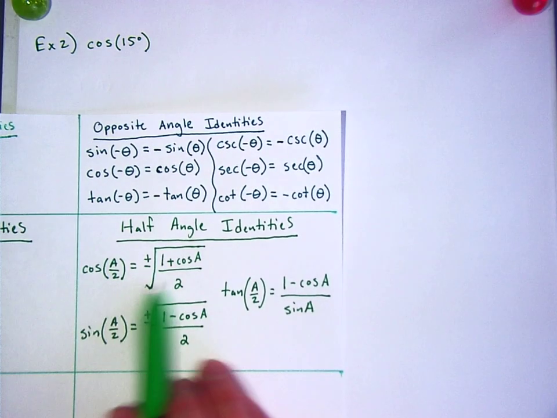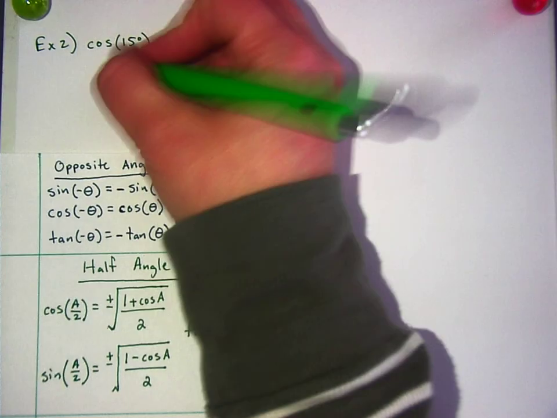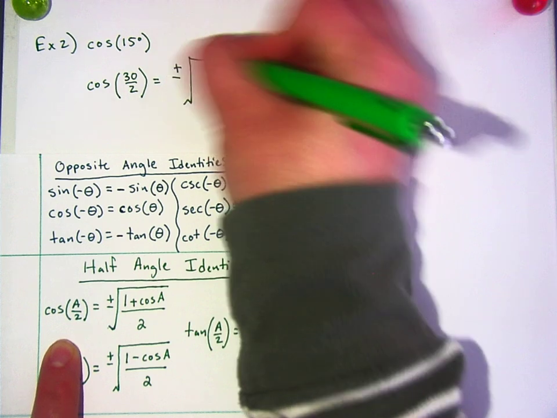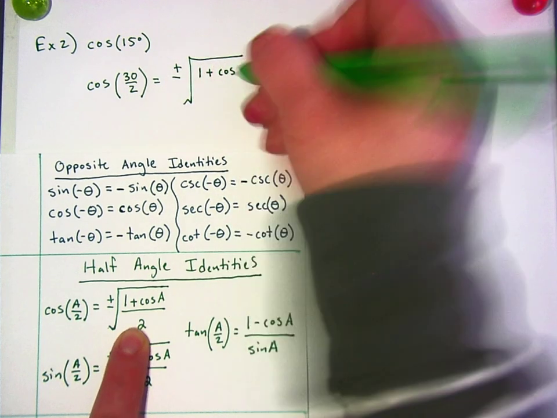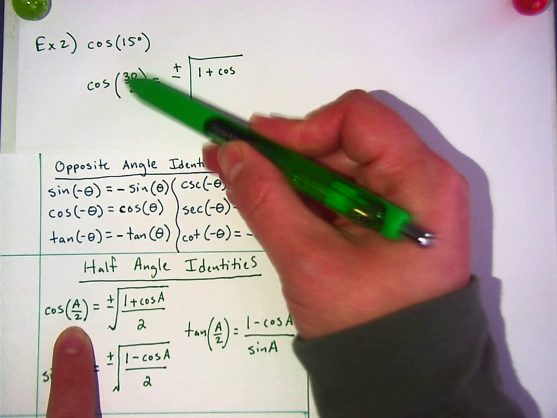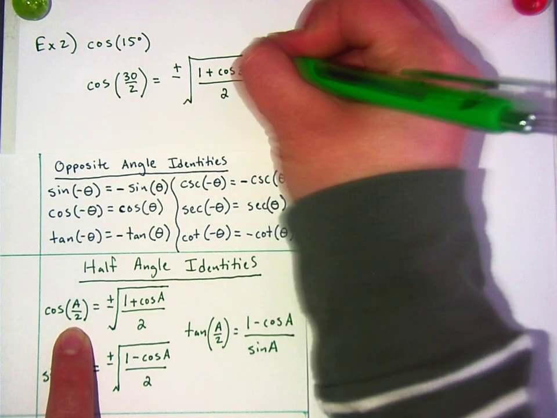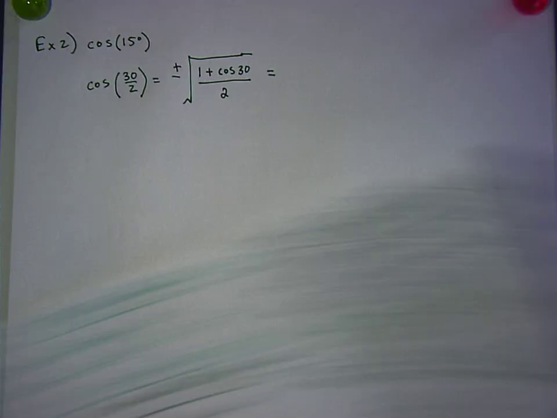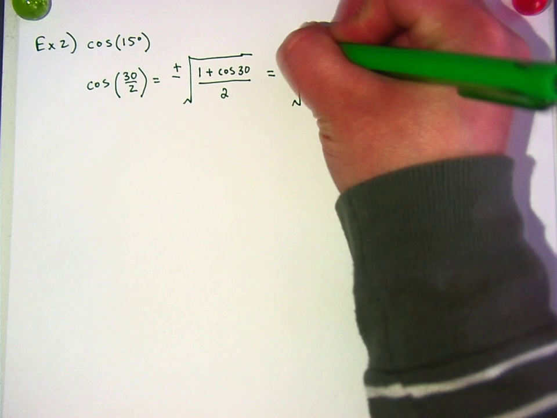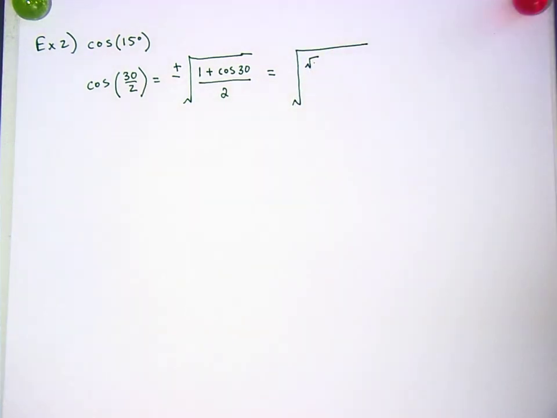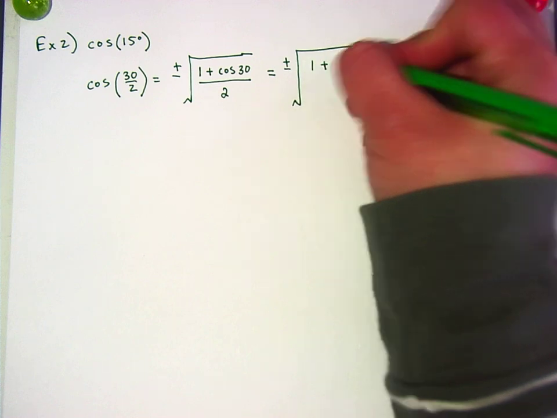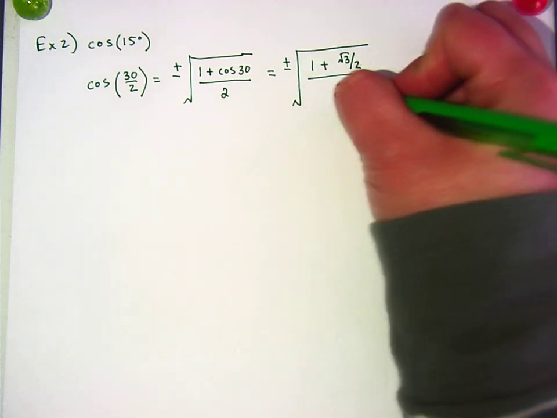So this time we're going to try this formula right here, that cosine of a divided by 2, because we're going to do the cosine of 30 divided by 2, which is 15, equals plus or minus the square root of 1 plus the cosine of what? What was my a in this problem that I was using up here? 30, over 2. All right, so I need to take the cosine of 30, which is the square root of 3 over 2. Over 2.